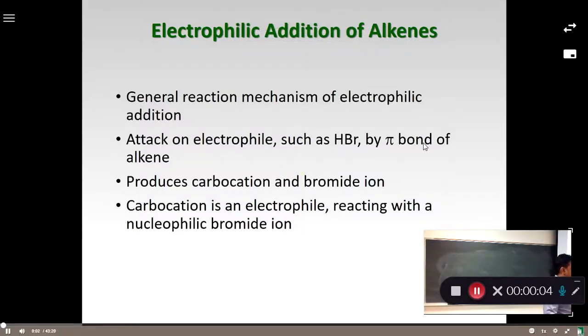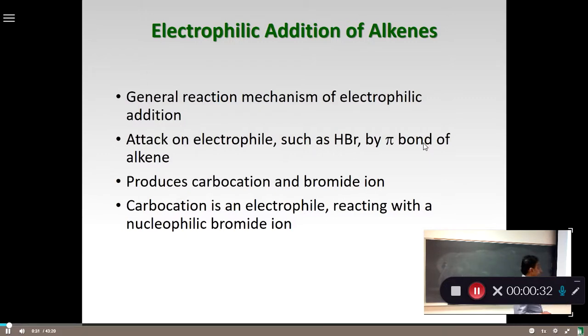Alright guys, so in this part of the chapter we are going to talk about the most important concept in this chapter, which is basically the electrophilic addition of alkenes. Once again, the topic is electrophilic addition of alkenes. This is the most important reaction when it comes to alkenes.